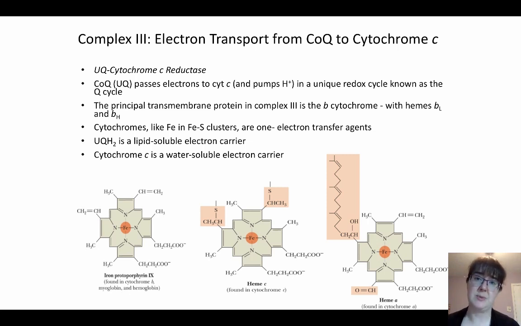So we've been looking at it as being something that's embedded in the membrane itself. Cytochrome C, on the other hand, is water-soluble. So what's happening here is complex 3 is taking electrons from the ubiquinone pool that's in the membrane, in the inner membrane of the mitochondria, and then transferring them to cytochrome C. Cytochrome C is then going to transport these through the matrix to complex 4.